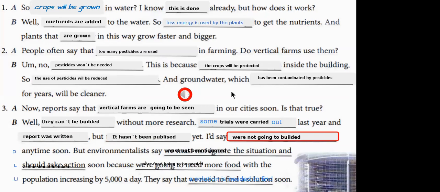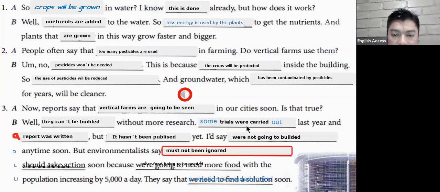A report. Miss the article, indefinite A. A report was written. In the last year, a report was written. A report. Yes, okay. What about this next one? What do you think?